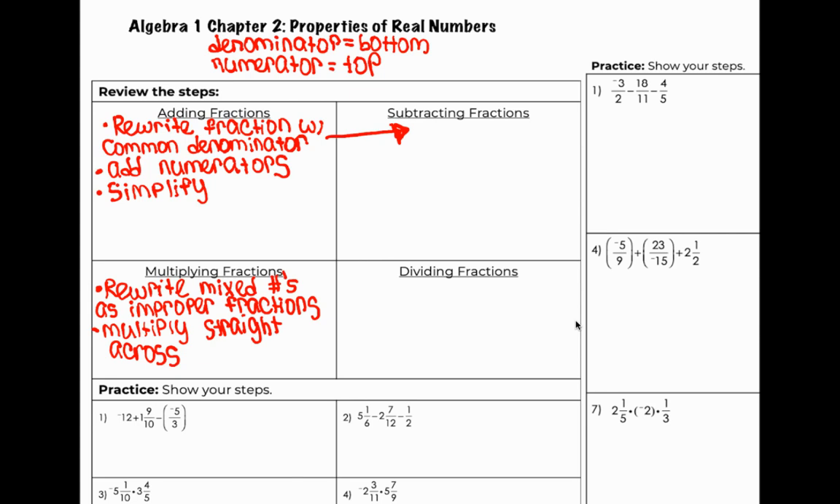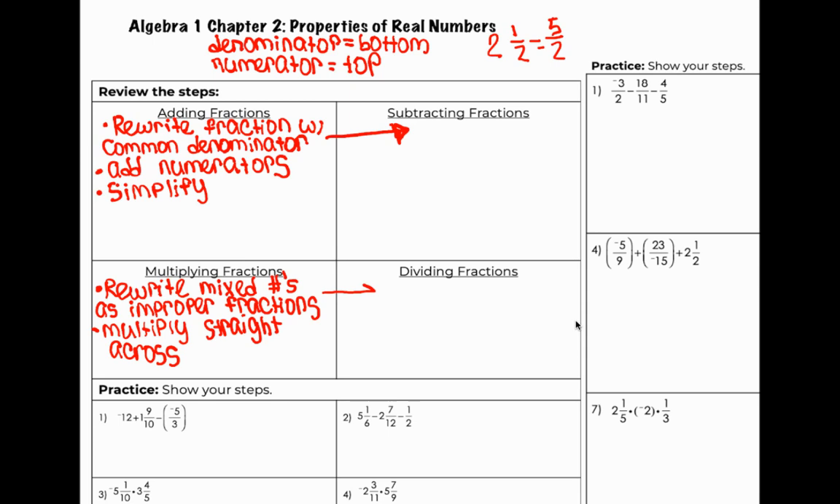So quick reminder, a mixed number is something like 2 1/2. You need to rewrite that as 5/2. That's an improper fraction. So remember how to do that. You take your whole number times your denominator. So 2 times 2 plus your numerator is 5. And you put it over your denominator.